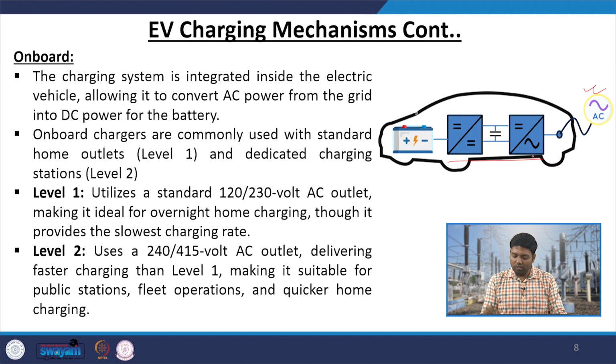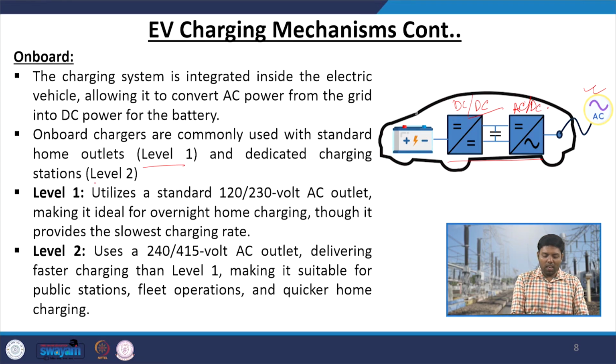And the power conversion methodology, that means AC to DC conversion and then again DC to DC conversion, we do inside the battery. That means your power electronics converters are placed inside the battery, and you take your 230 volt or 120 volt supply, directly connect it to the charging port, and your battery will be charged. So, mostly level 1 and level 2 charging technologies are used for onboard charging.